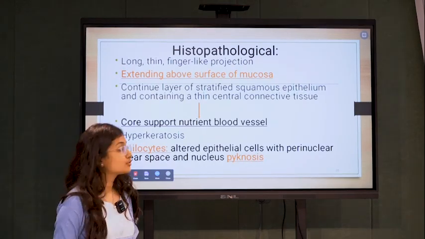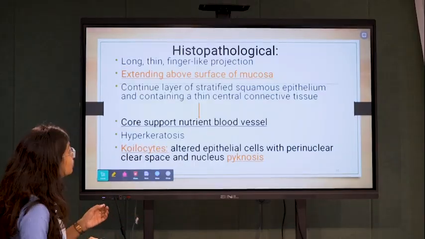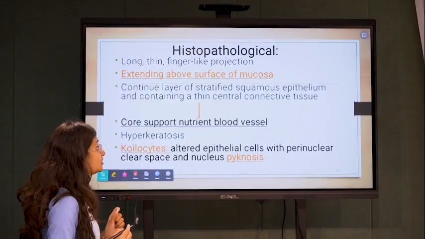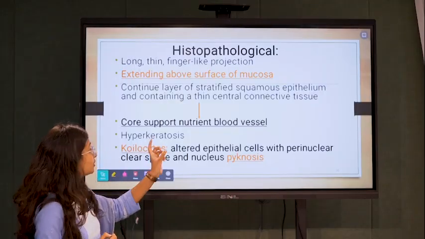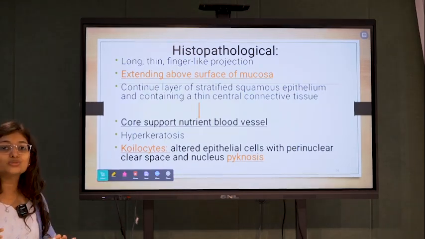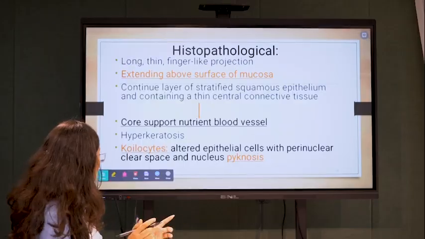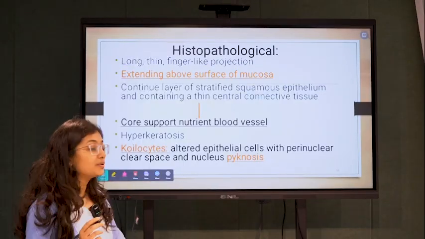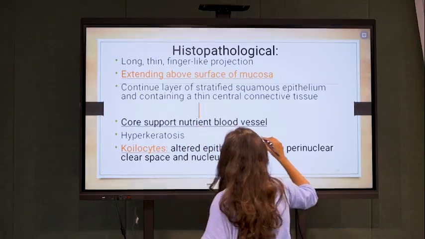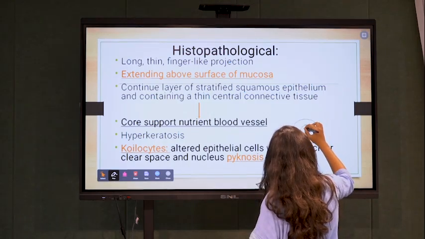Histopathologically, which is most important, there are long, thin finger-like projections, as seen in the slide, extending above the surface of the mucosa, covered by a continuous layer of stratified squamous epithelium and containing a thin central connective tissue core supporting nutritive blood vessels, with hyperkeratosis and koilocytes. Koilocytes are present in the superficial epithelial layer, which means altered epithelial cells with a perinuclear clear space and nuclear pyknosis. So there is a nucleus with a clear nuclear space; this space will be clear.